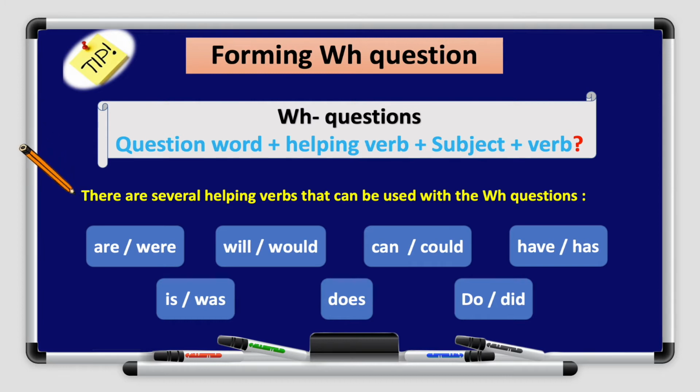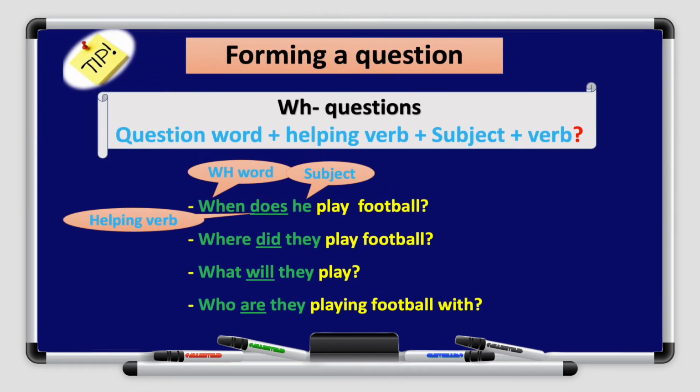There are several helping verbs that can be used with the WH question. We can use are or were, will or would, can or could, have or has, is or was, does or do or did. And this depends on the sentence and on the tense of the question. Now I want you to focus with me on these questions.